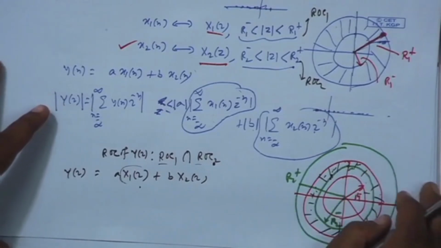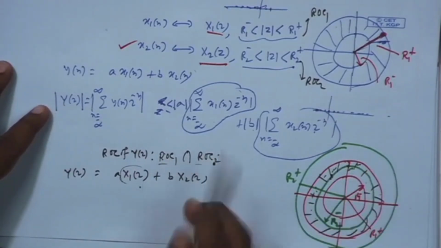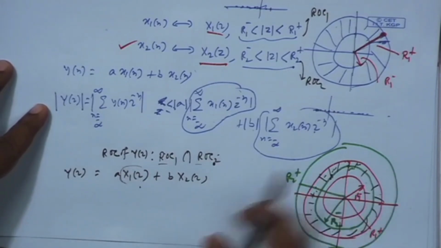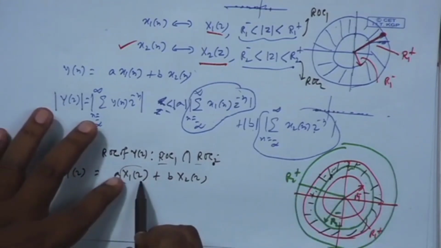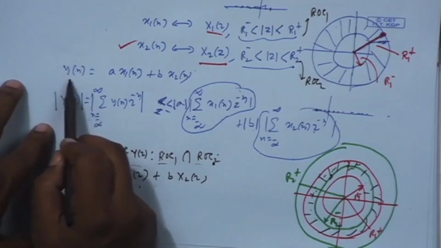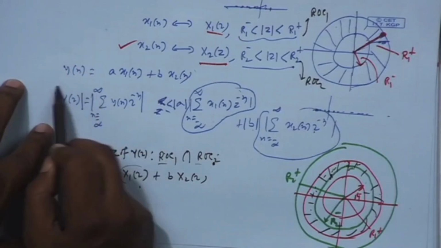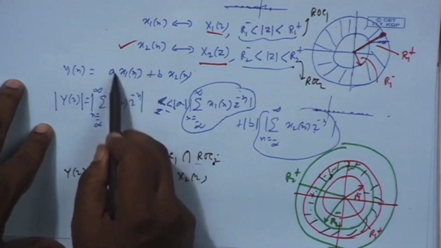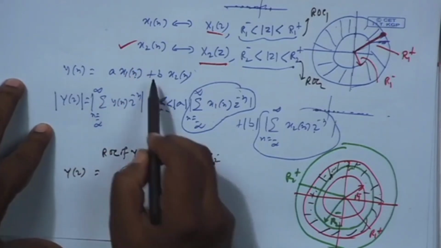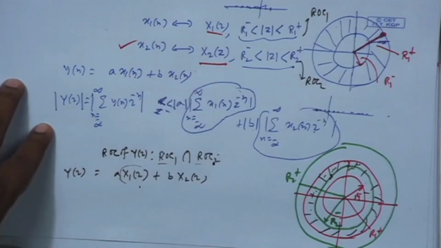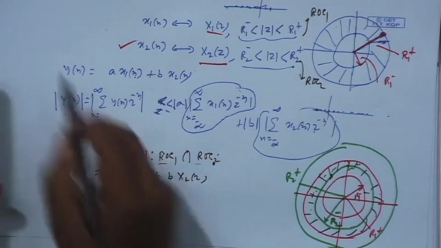So, such overlap must occur. If there is overlap area between the two ROCs, ROC1, ROC2, then that will be the new ROC of Y(z). You should pick z from there. For that z, X1(z) also exists, X2(z) also exists. Therefore, if you take the Z transform of y(n), that is summation y(n) z to the power minus n, it will be A into summation x1(n) z to the power minus n, that will be existing. So, you can call it X1(z), plus B into summation x2(n) z to the power minus n, that will be existing, its mod will be finite. So, it will be just summation of the two. Okay. This is one property.